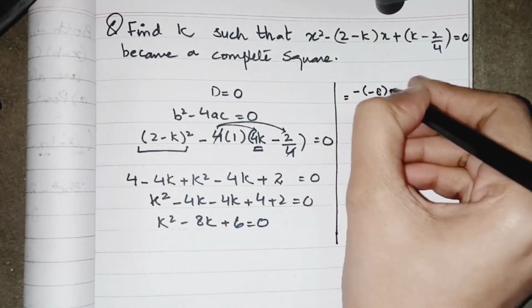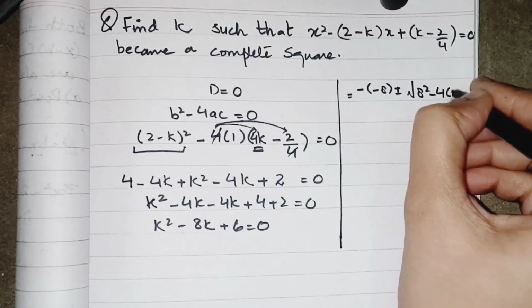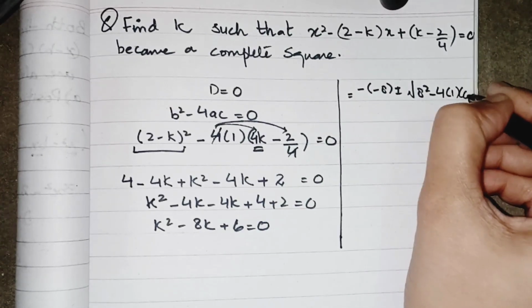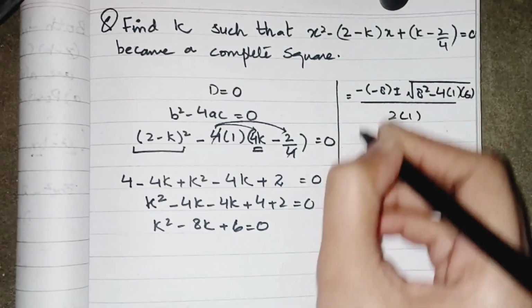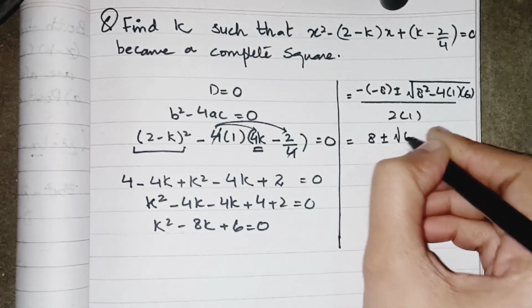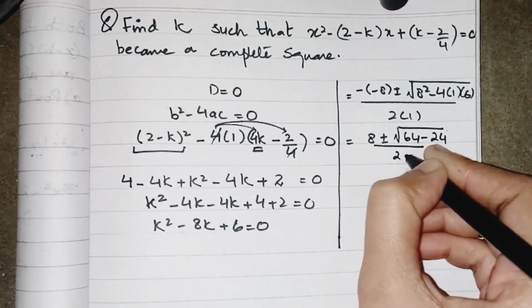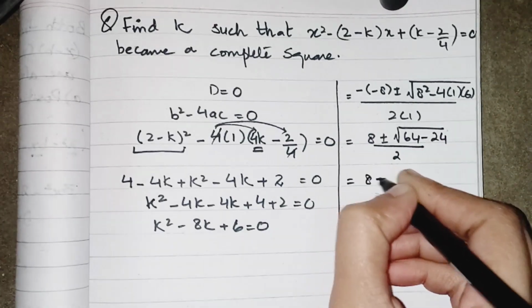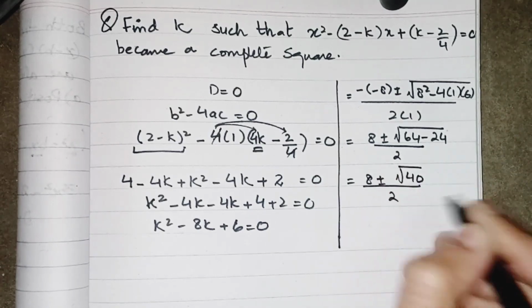Minus b plus minus the square root of b square minus 4ac upon 2a. It will be 8 plus minus the square root of 8 square, which is 64, minus 4 into 6, which results in 24. So 8 plus minus the square root of 40 upon 2.